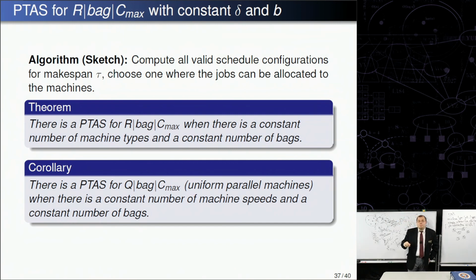As an interesting result, because of the parameter of the machine types, if your machine types end up being the number of machine speeds, like we're looking at the uniform parallel machine case, you end up getting another PTAS there, but we have to assume that the number of bags is constant and the number of machine speeds is constant. One fact I kind of glossed over is that it isn't necessarily purely identical. Remember, eligibility constraints can be encoded here, right? So I just want to make that remark.